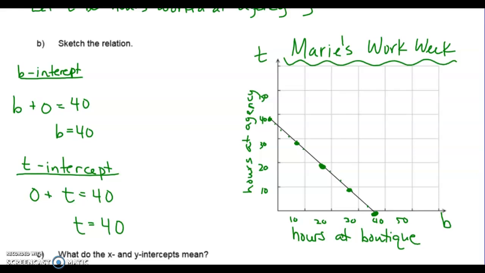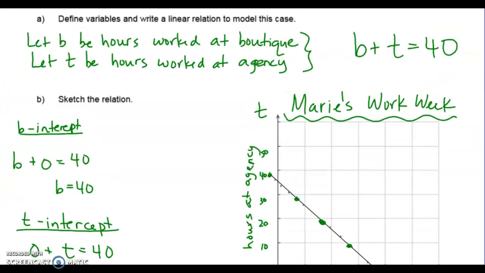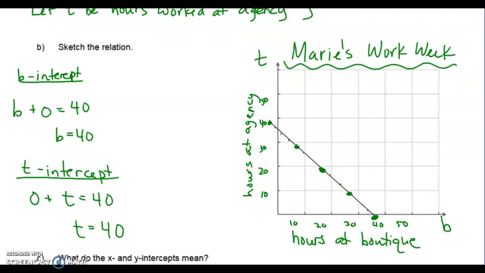Part B, sketch it. So the easiest way to sketch is to use my intercepts. So my B-intercept, I solve, I get 40. My T-intercept, I solve, and again, I get 40. Notice I'm calling them B and T intercepts instead of X and Y intercepts. That's because I used B and T in my equation. You didn't have to. You could have used X and Y. That's arbitrary. It's up to you.